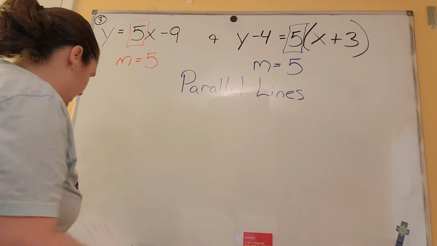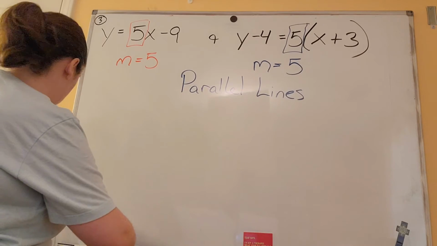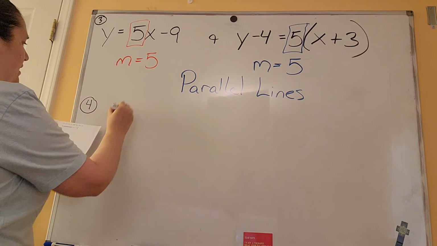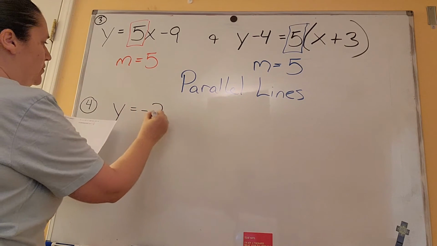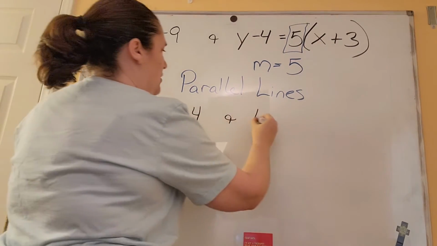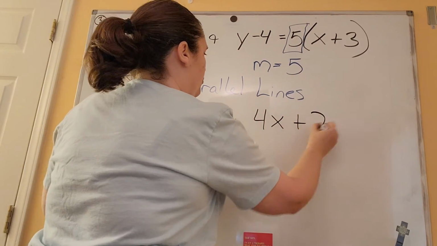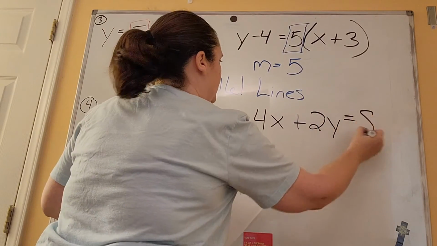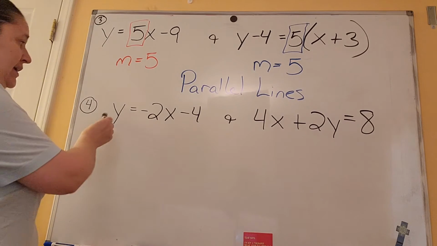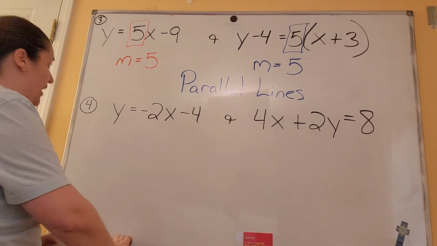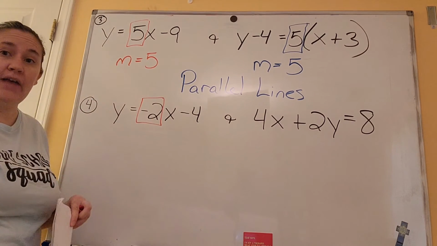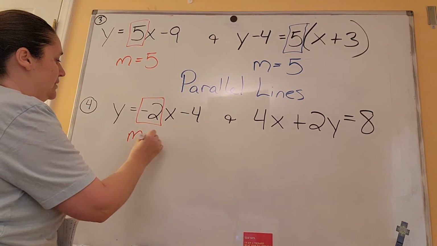Let's do the last example. The last example, number 4, has these two equations. y equals negative 2x minus 4 and 4x plus 2y equals 8. In this equation, it says y equals. When it's in that form, the slope is whatever sits in front of x. The slope is -2.